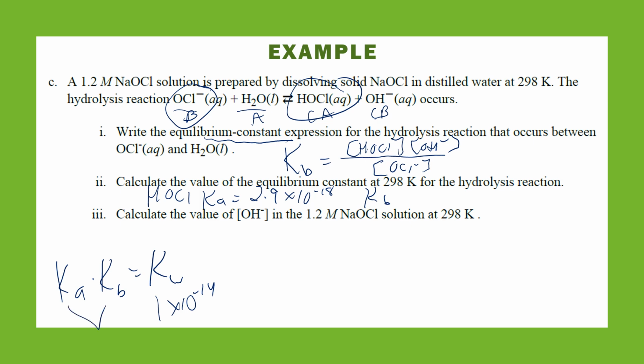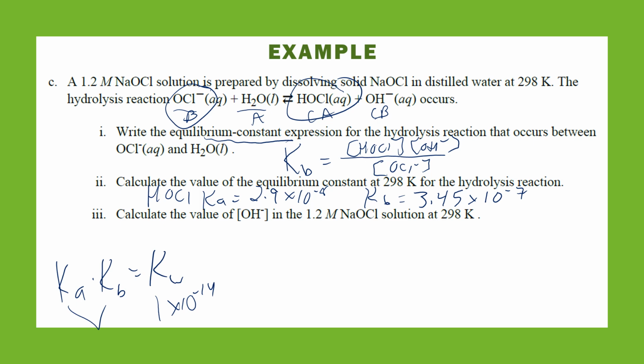So I'm going to go ahead and divide 1 times 10 to the negative 14 divided by the 2.9 times 10 to the negative 8th. I don't know why I wrote 18th. And I'll get my Kb value is 3.45 times 10 to the negative 7 for that OCl negative.